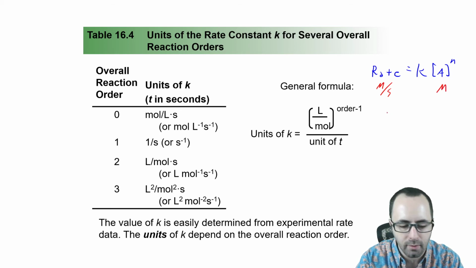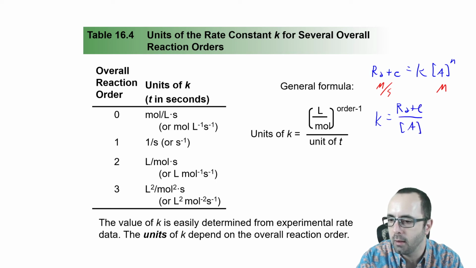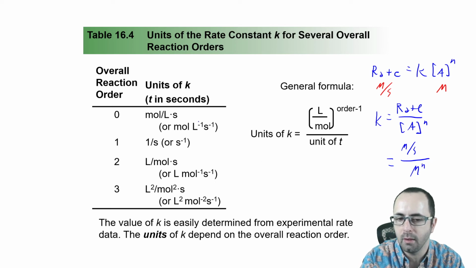So if we want the units of K, we can divide both sides here by the concentration, and we get K equals the rate over the concentration of A to the n power. And just calculating units here, rates are always molarities per second, and the concentration of A is going to be molarities to some power. So I'm just going to calculate this for each of these.